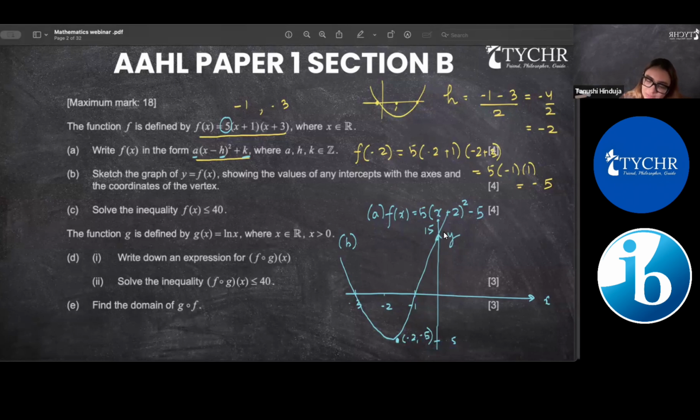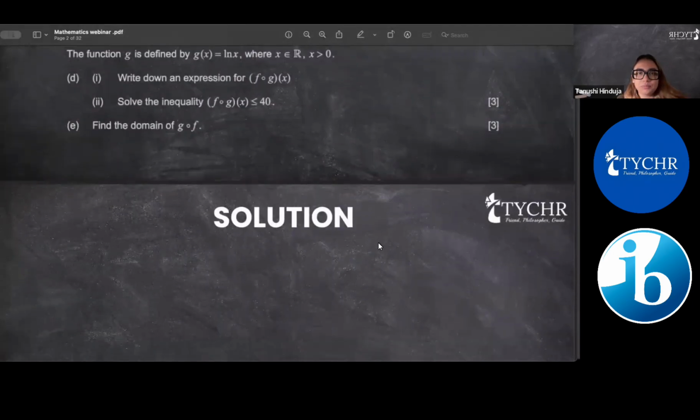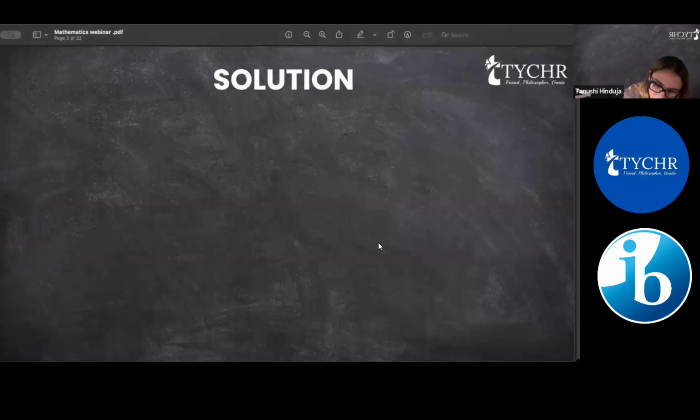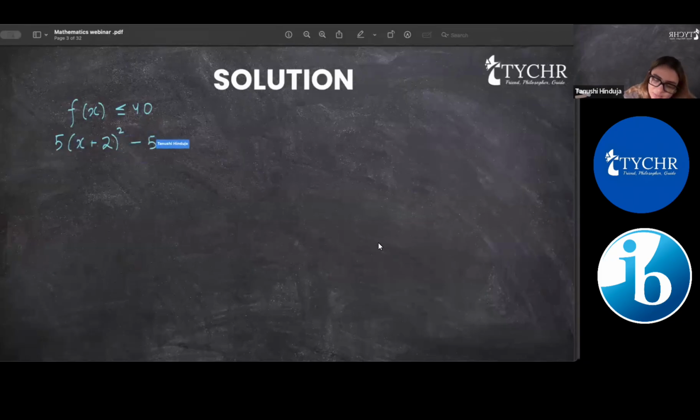The C part is asking us to solve the inequality f of x less than or equal to 40. So I'm going to go on to the next page for more space. We can use the vertex form for this. That would be the easiest. So I'm going to write down the f of x function in the vertex form and put it less than or equal to 40. From here, I can take the -5 to the right. So 5 times (x + 2) squared is less than or equal to 45.